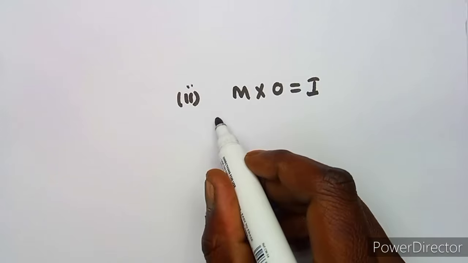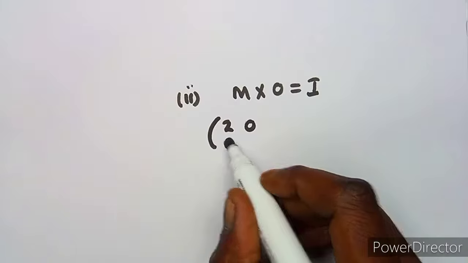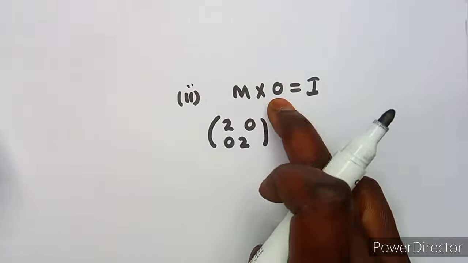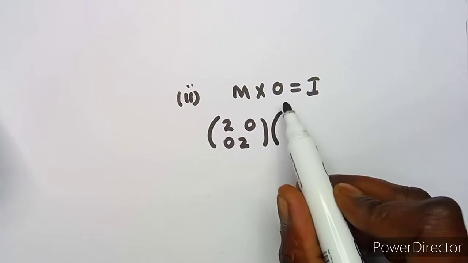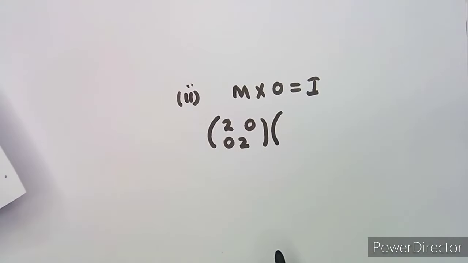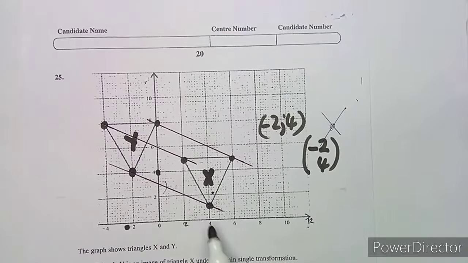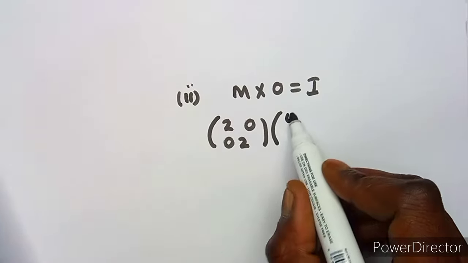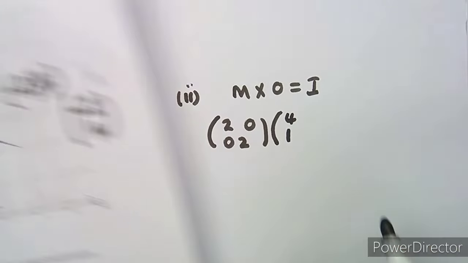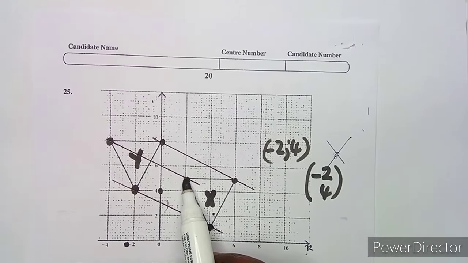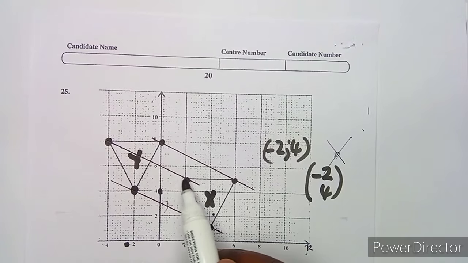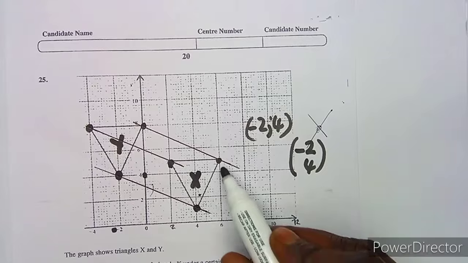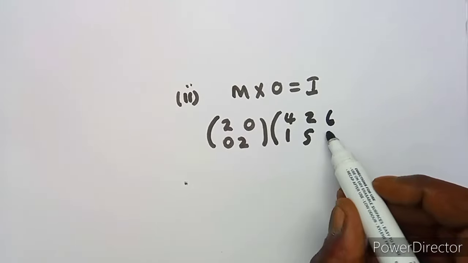So the matrix is there. We said our matrix is 2, 0, 0, 2, the matrix that we obtained for enlargement, times the coordinates of the object. So what you're going to do is multiply by the coordinates of the object. You just take any order. So this one is (4, 1) as a matrix like that. I'm going to take another one, which is (2, 5). All right, move on to this one, which is (6, 5). All right, that's it.